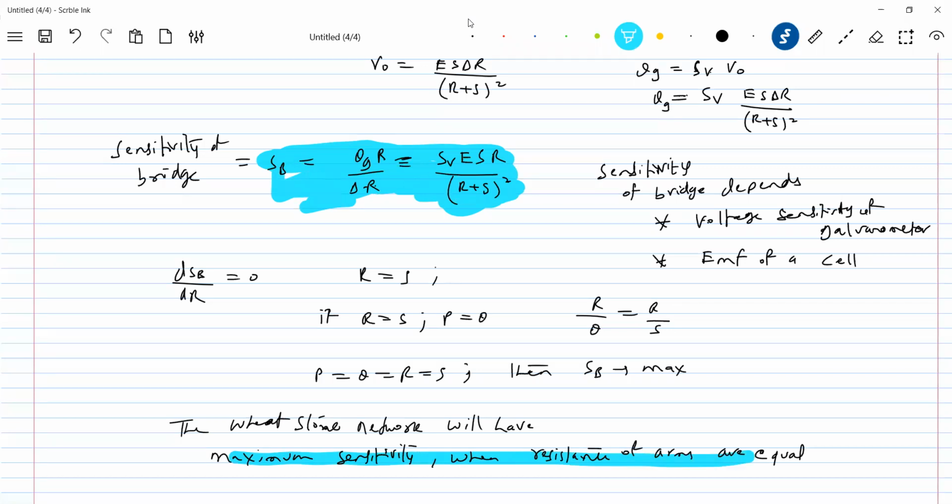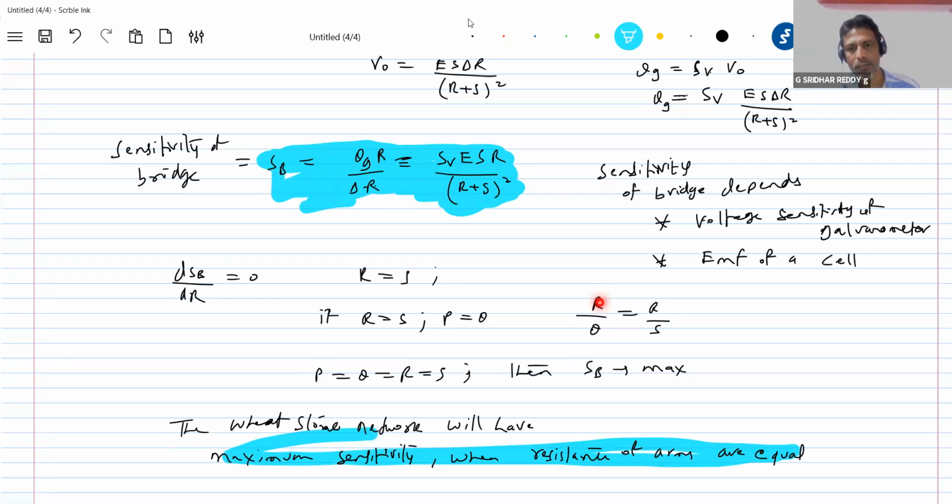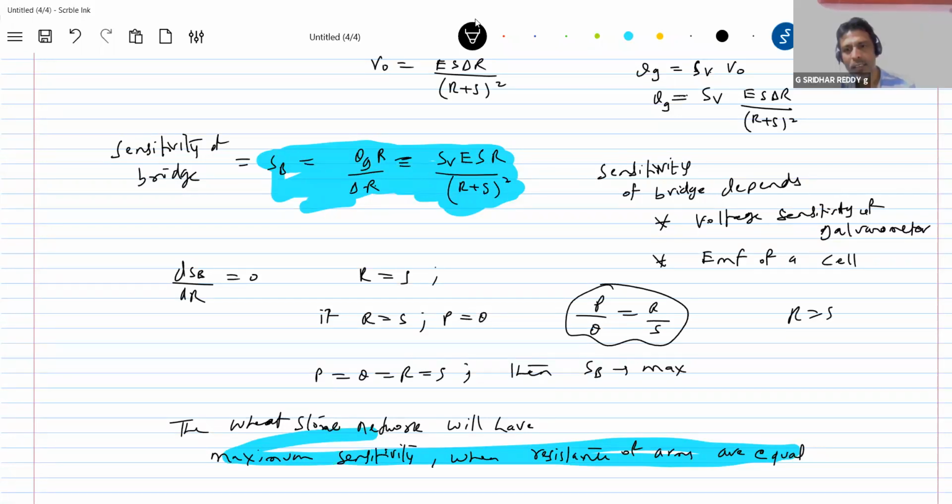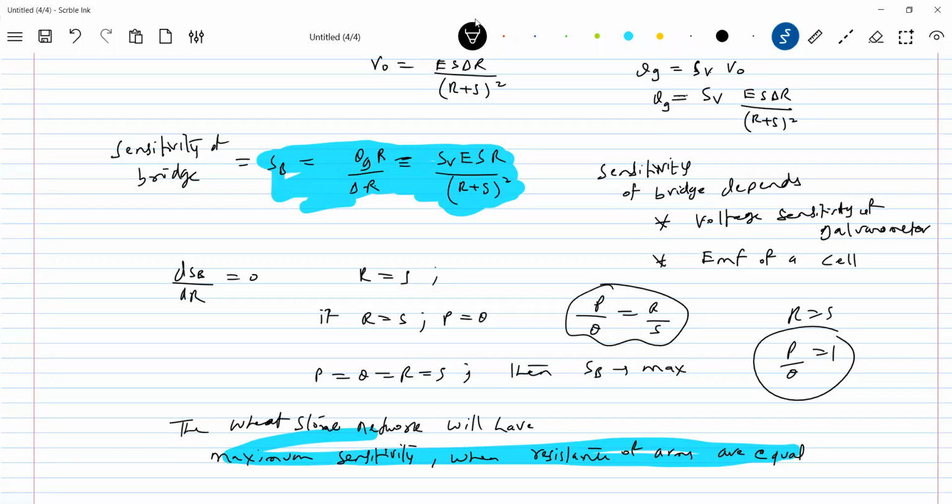Sir, how did you write Q equal to R? P by Q equal to R by S, no? In a Wheatstone network, when R is equal to S, then P should be equal to Q, according to this. Yes, sir. Why did you write Q equal to R? P equal to Q and R equal to S is okay, but Q equal to R? If R equal to S, then P by Q equal to 1, no? I'm talking about Q equal to R, sir. I'm not talking about P equal to Q or R equal to S. You wrote P equal to Q equal to R equal to S.